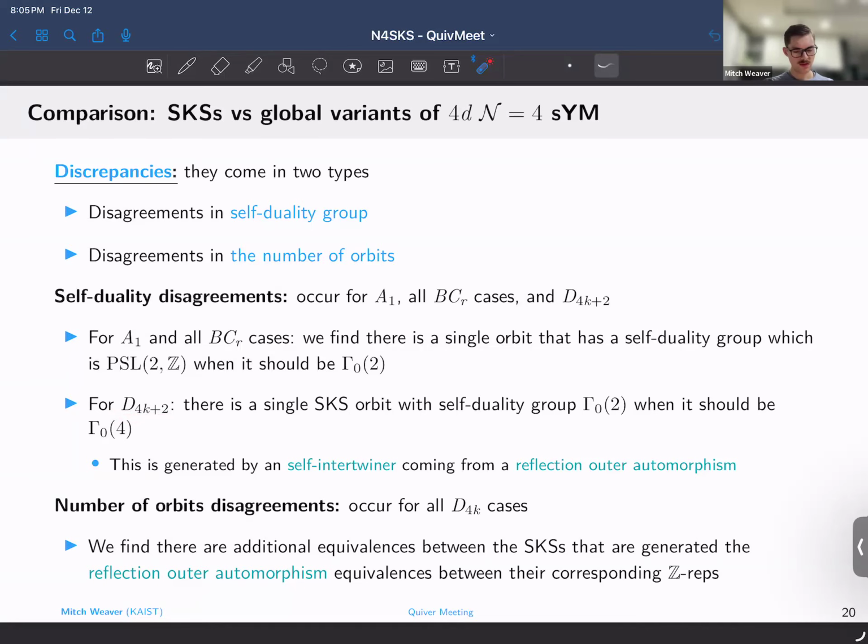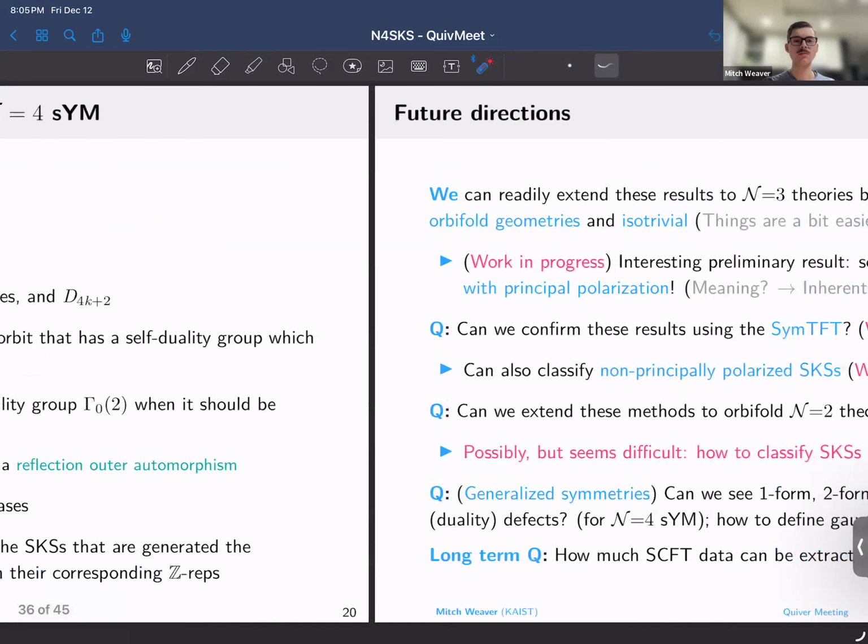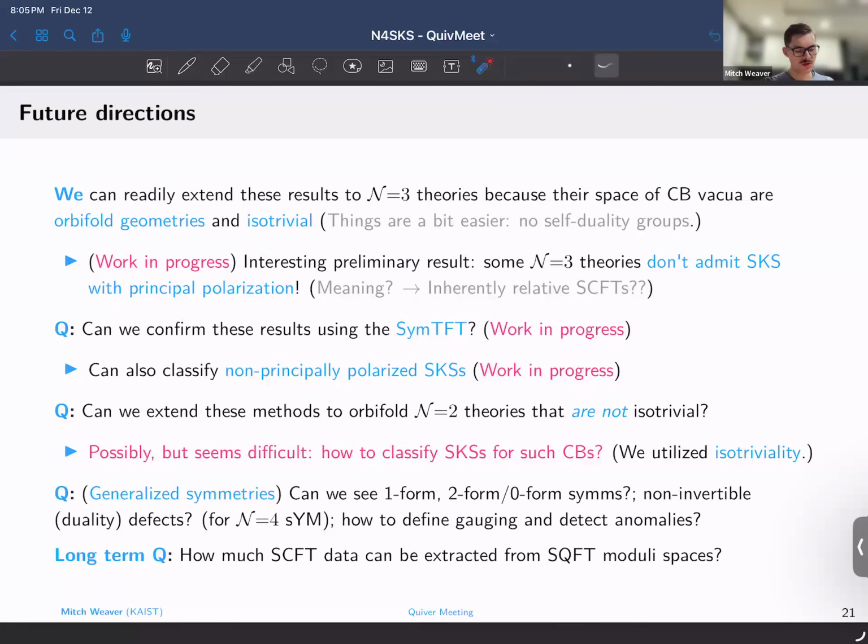Okay, so that's it. So, to wrap up and mention some future directions: one thing that we can readily do, as I think I mentioned, is extend these results to N=3 SCFTs, because their space of vacua are orbifold geometries, and they're isotrivial. And things are actually a bit easier in this case because there are no self-duality groups involved, because there are no conformal manifolds for these theories. This is a work in progress, but we do have some interesting preliminary results.